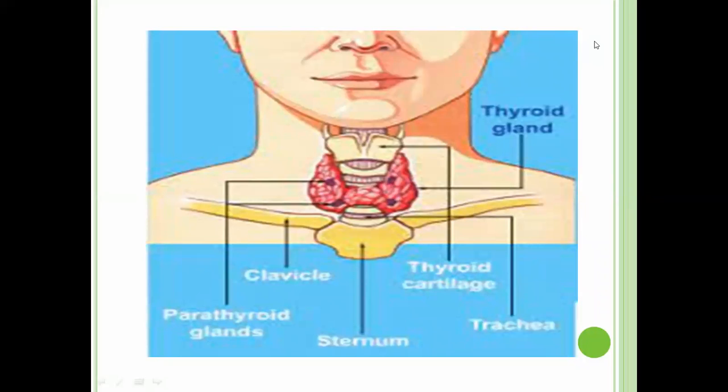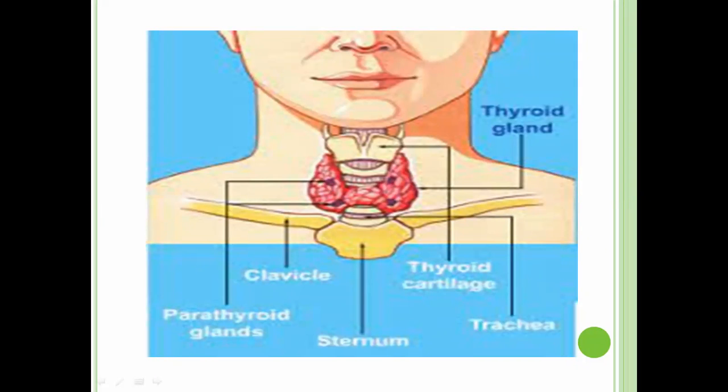So let us discuss the next hormone in this hormone and hormone antagonist unit, the pharmacology of thyroid hormone. Firstly, let us discuss the thyroid gland. The thyroid gland secretes thyroid hormone.